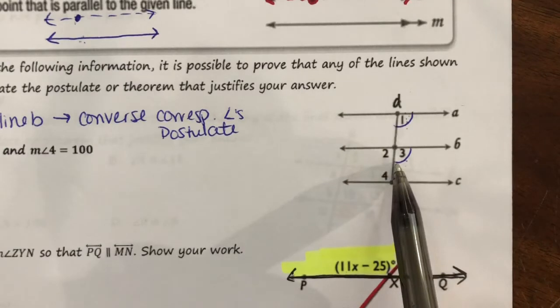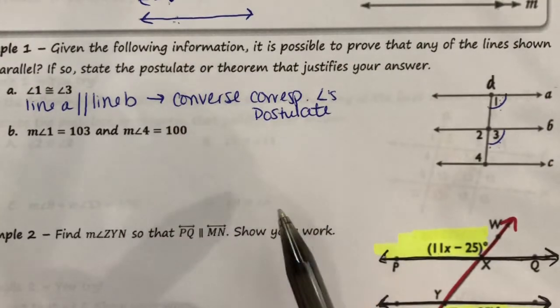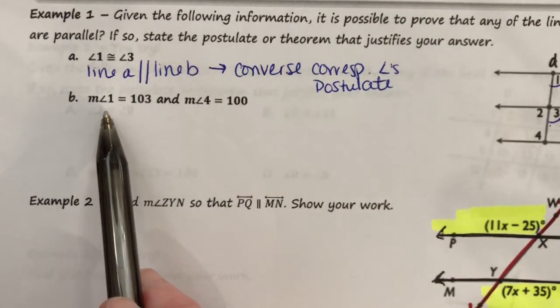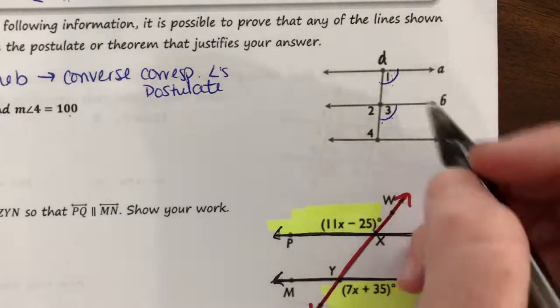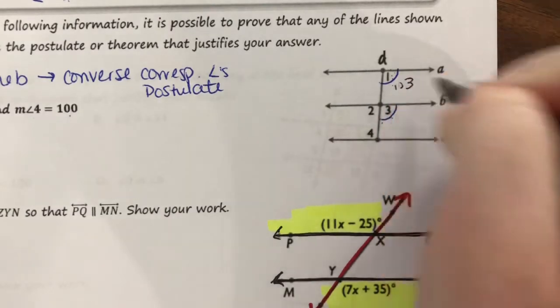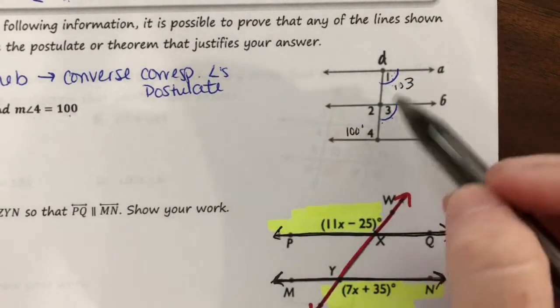All right, so here, angles 1 and 3 again. Corresponding angles tell us lines A and B must be parallel because of the converse corresponding angles postulate. All right, B: angle 1 and angle 4. Angle 1 is 103, angle 4 is 100. Here's angle 1, it says it's 103. Angle 4, it says, is 100. What's the relationship between these guys?